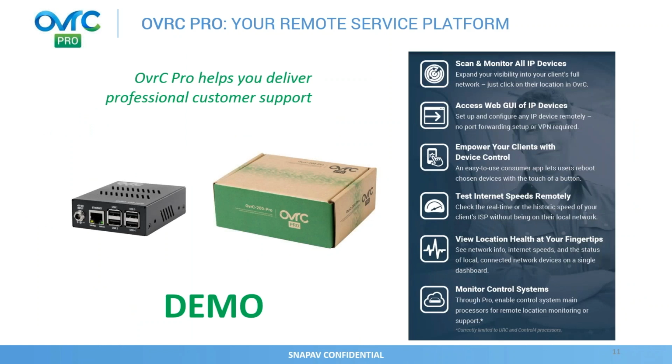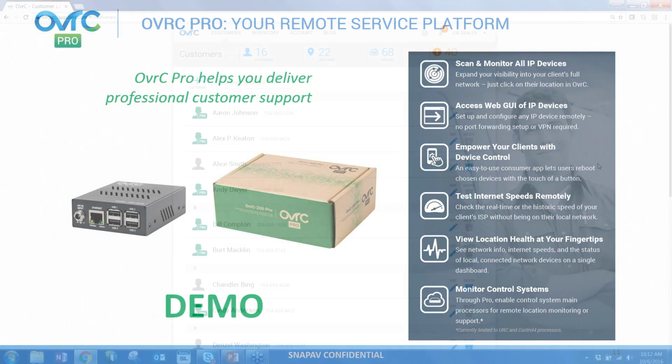So OvrC Pro is a SKU, OvrC-200-Pro is a SKU that you can purchase on our website. It's this box you see in front of you. It includes a little box on the left called OvrC Hub. It's a network appliance that once you install in the location, scans everything on that network, provides information back so that you can monitor non-SnapAV products. And we also included a number of other things. So I'm going to jump straight into the demonstration.